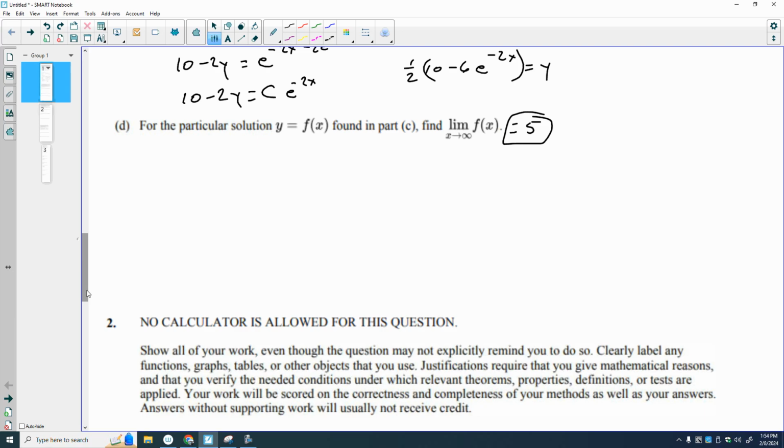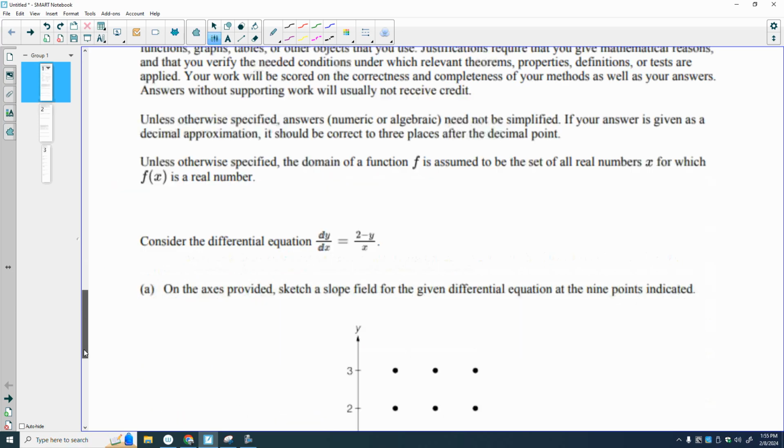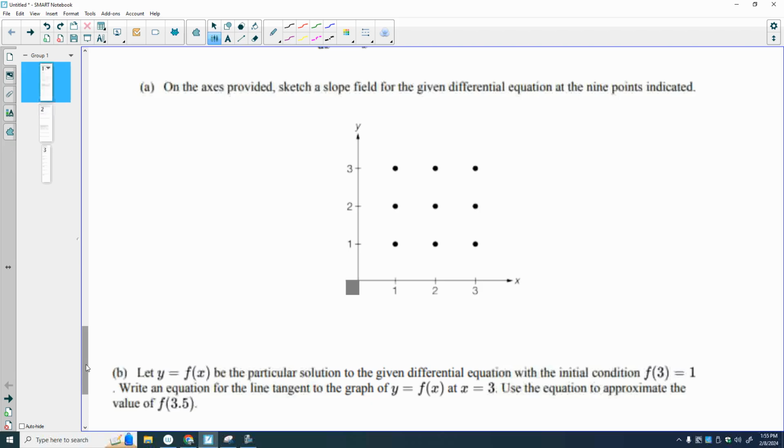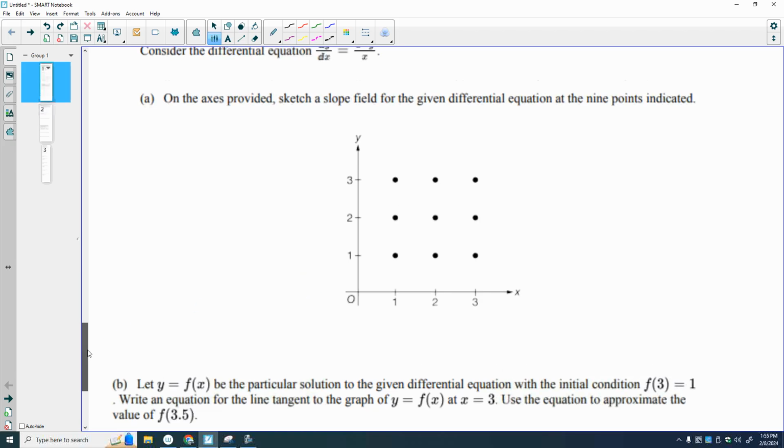Okay. Number 2. Again, just going to keep on rolling. If you need to hit pause and let your mind have a break for a second, go for it. I've got to keep rolling, so this is not a 2-hour recording. All right.